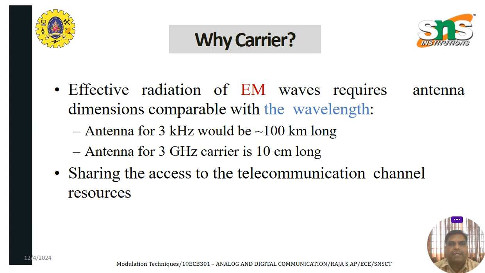Effective radiation of electromagnetic waves requires antenna dimensions compatible with the wavelength. For example, a 3 kHz carrier requires an antenna about 100 km long, and a 3 GHz carrier requires an antenna about 10 centimeters long. That is, whenever we increase the frequency of transmission, the antenna size is reduced.